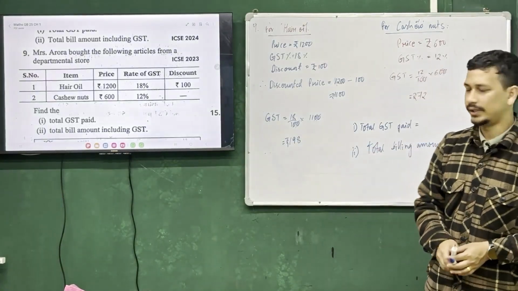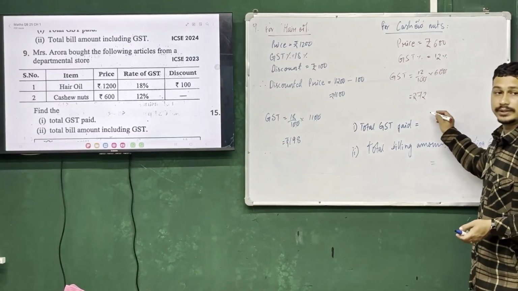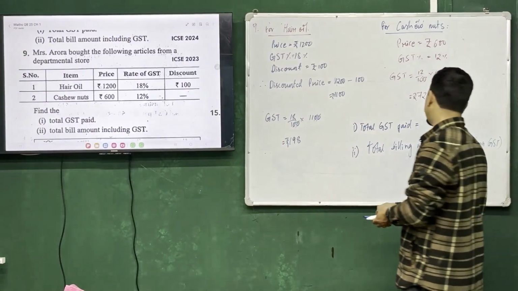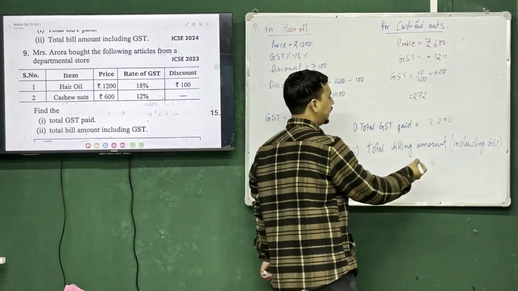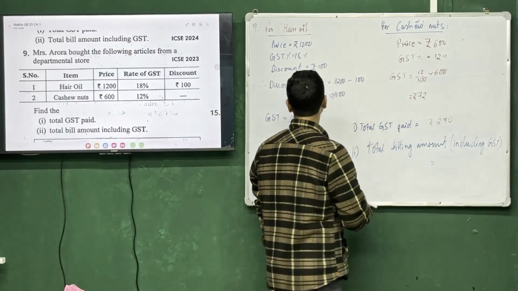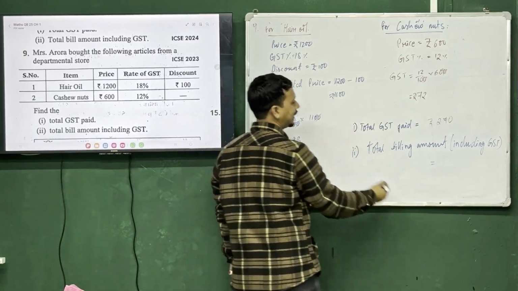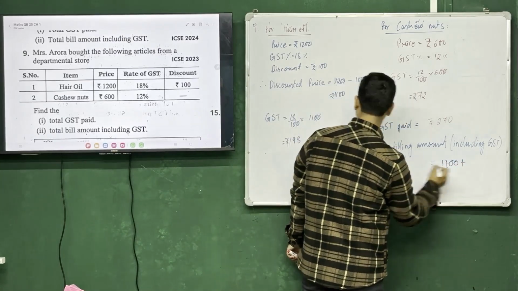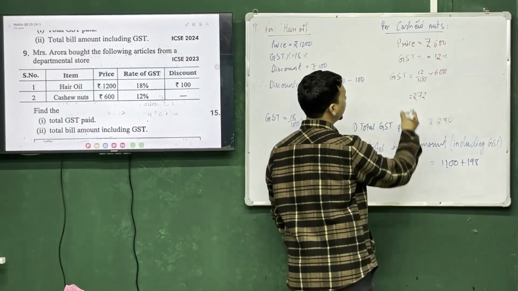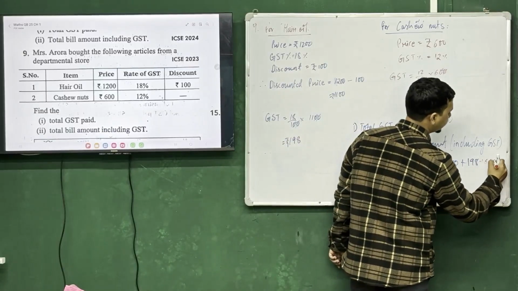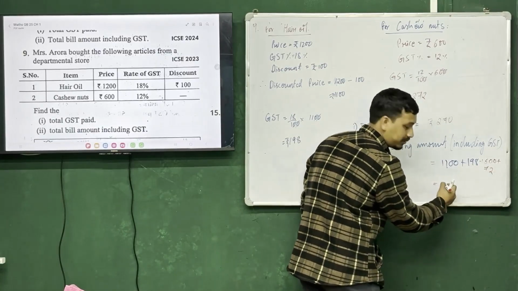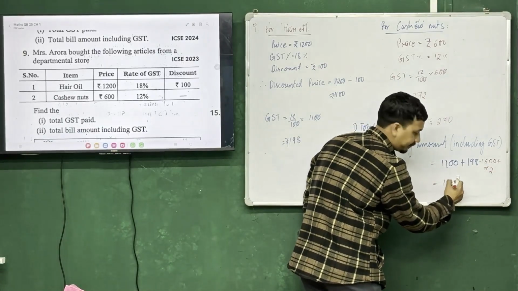Abigail, you got it? Can you tell me what total GST you got? 270 rupees. And what is the total amount that you got? Okay, how did you get that? For hair oil you're paying 1100, and the GST you're paying is 198. And for cashew nuts you're paying 600 plus GST of 72. So that way you got how much? 1970.